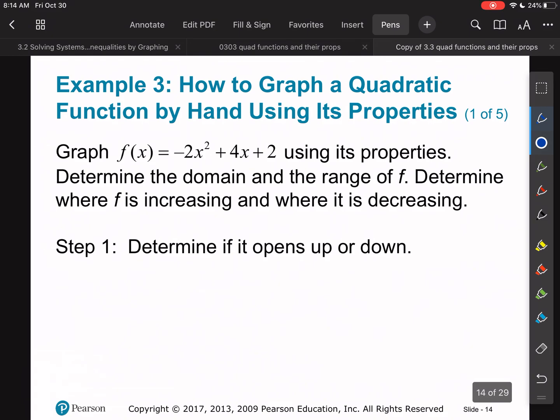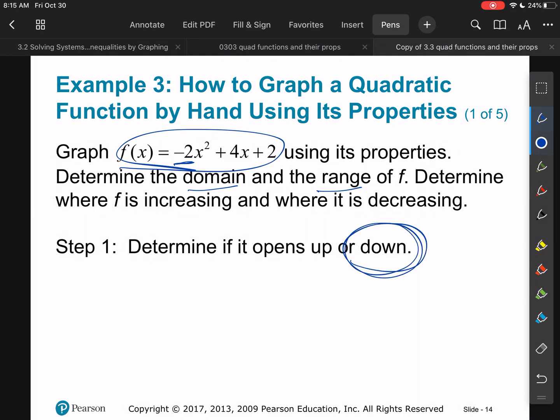So example 3 says how to graph a quadratic function by hand using its properties. They want us to graph this using its properties, and then they want us to determine the domain and the range, and determine where f is increasing and where it is decreasing. So step 1, is this thing opening up or is this thing opening down? Well, the a term, the coefficient on the x squared, is negative.